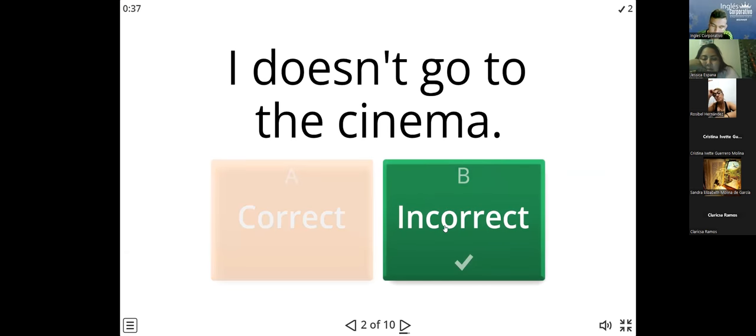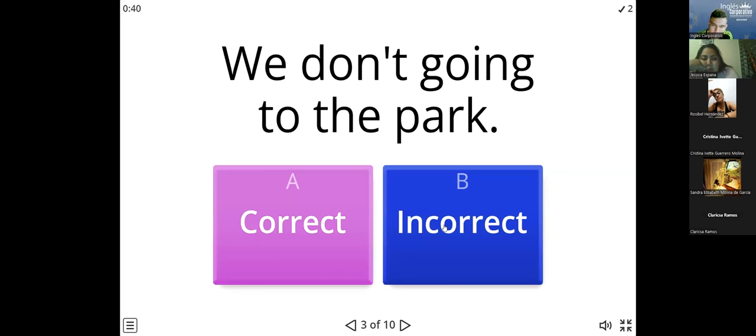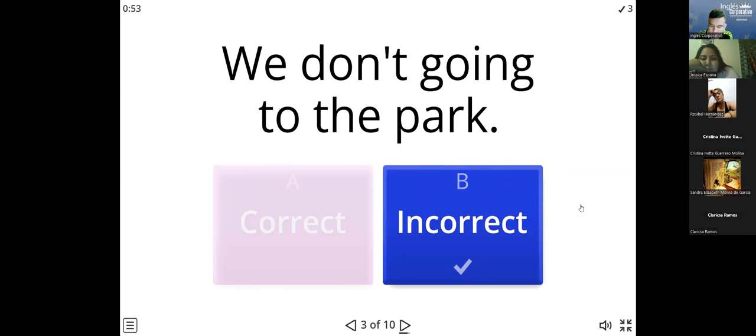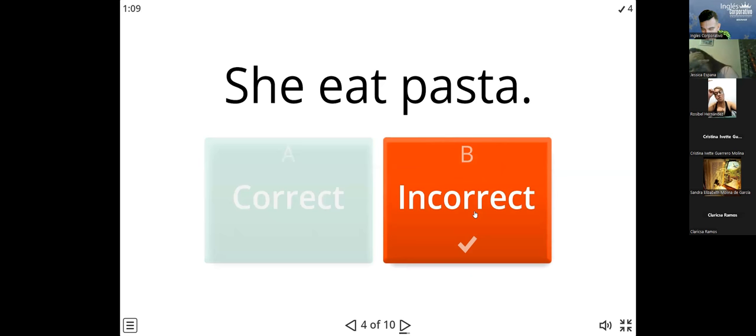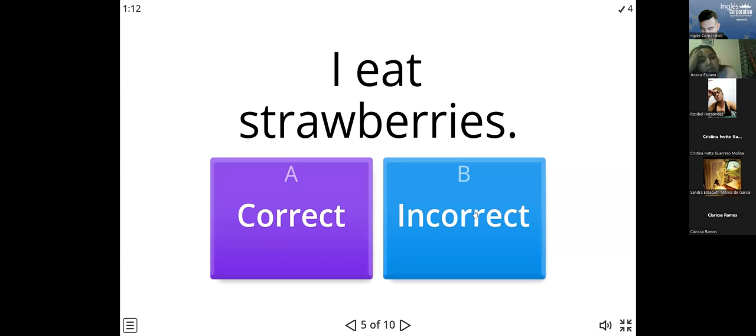Incorrect. A little bit. Incorrect. Incorrect. It's incorrect. Correct. Correct.